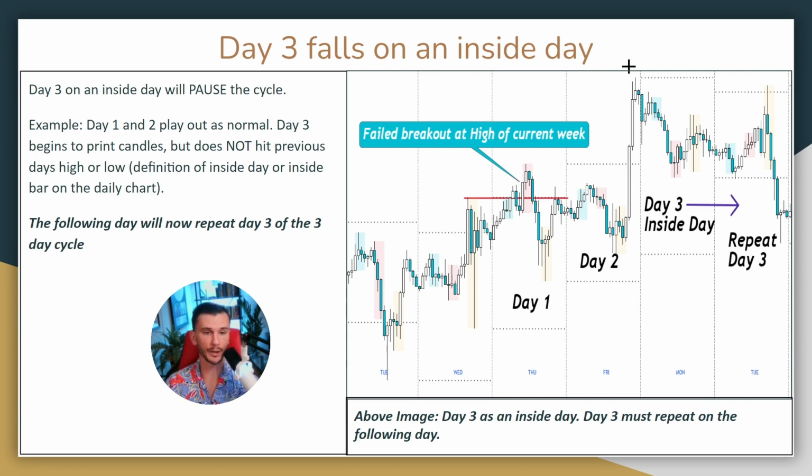On Friday, they go vertical up through the high, giving us day 2 of the 3-day cycle. And then notice after day 2 comes day 3, but day 3 just trades completely on the inside of the high and the low of the previous day. Well, what I'm going to do is repeat day 3 on the following day and look for the associated setups that can come from a day 3 at the high or the low of the current week, based off of structure and actual trading setups.